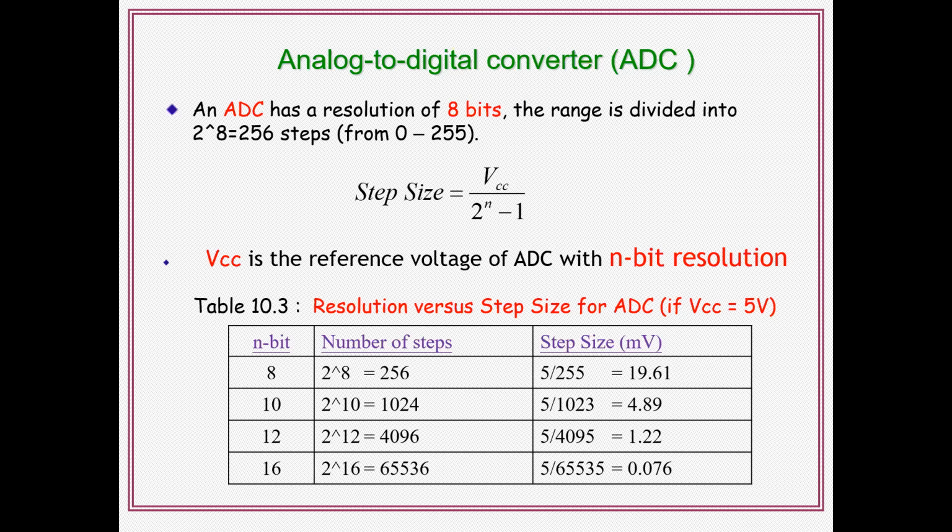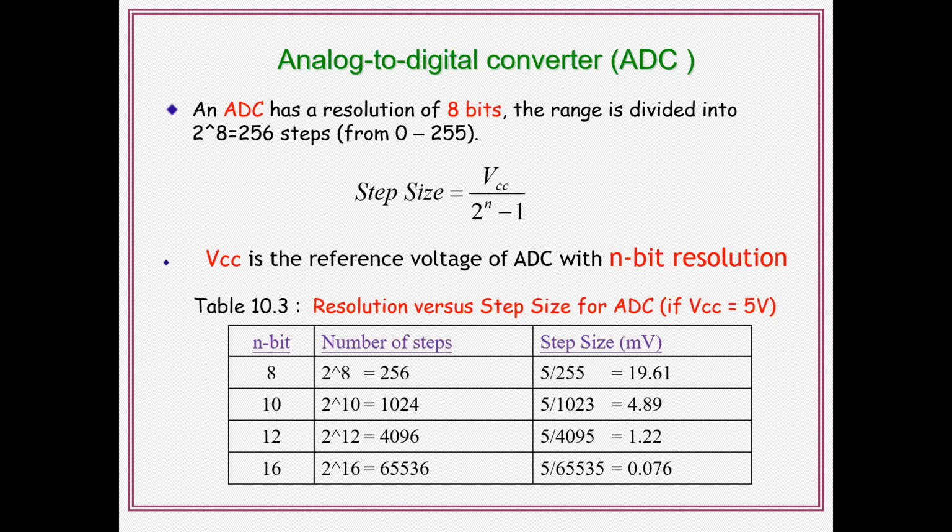For that case, the first one is 8-bit. In that case, the number of steps is 2 power 8, 256, and the smallest step size, the smallest variation or smallest change that can be recognized by the ADC, is called the step size. That step size can be calculated with the help of 5 by 255, which equals 19.61 millivolts.